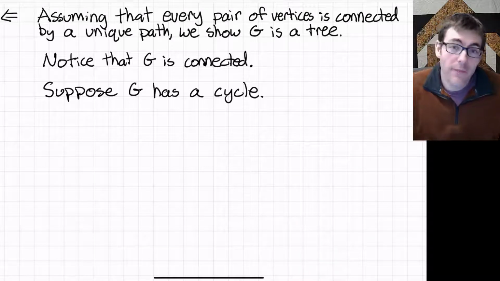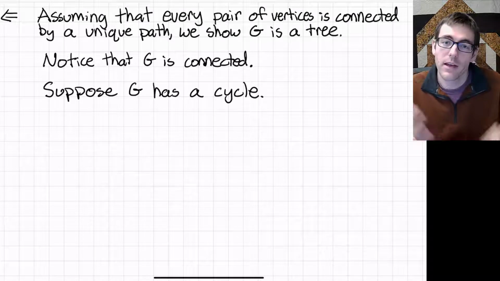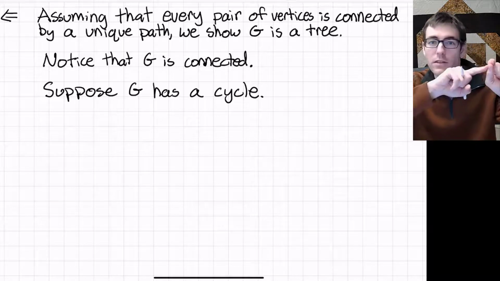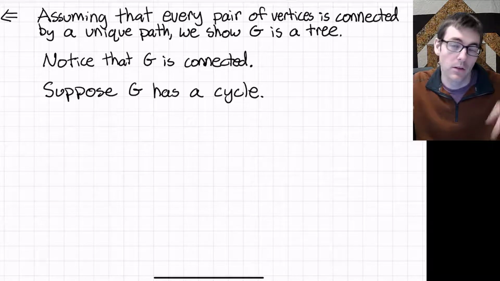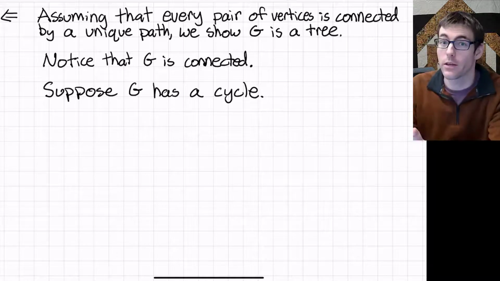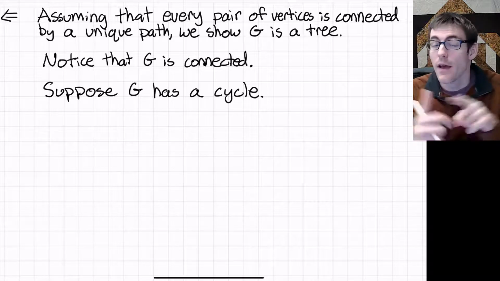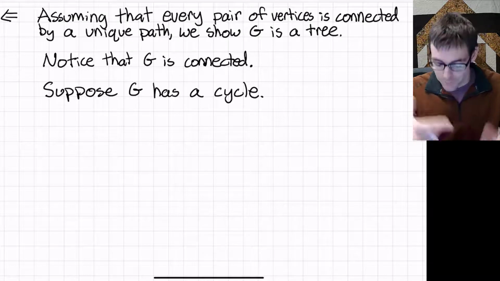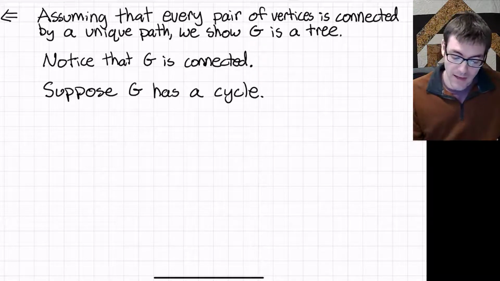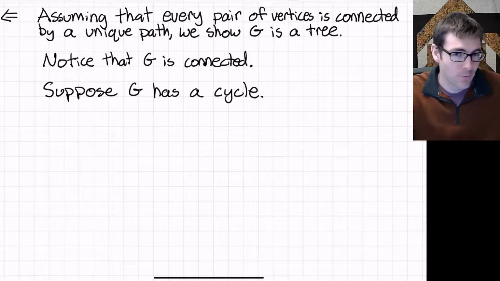To show the left implication, the other direction of this theorem, we want to take a graph and assume that it has the property that, given any two points, there is a unique path connecting them. Using that assumption, we want to show that this graph must be a tree. To show that it's a tree, we need two things. We need to show that it's connected, and we need to show that it has no cycles. For the first part, showing that it's connected is really just pointing out that we've already said that every two vertices are connected, so we're good.